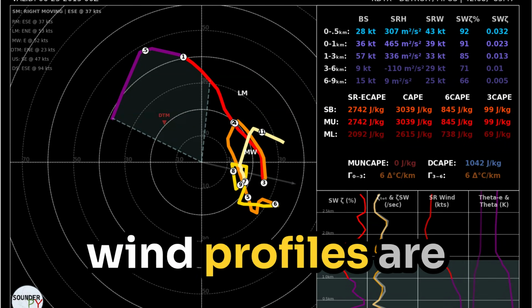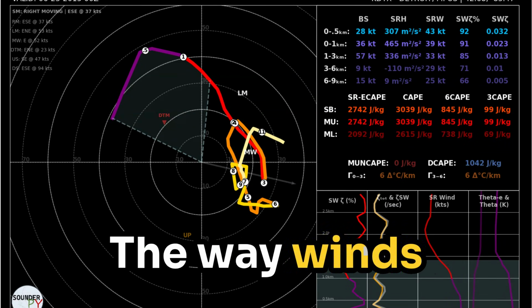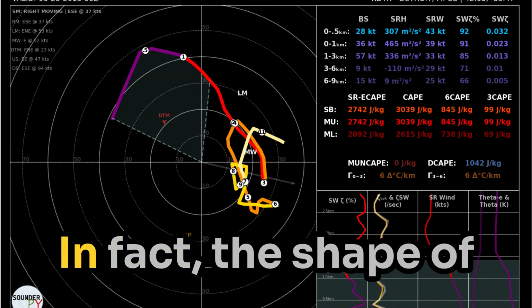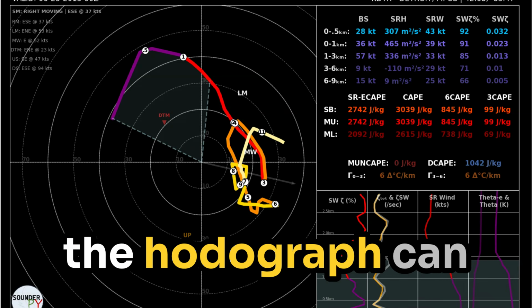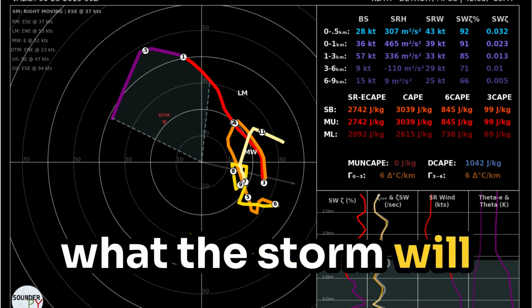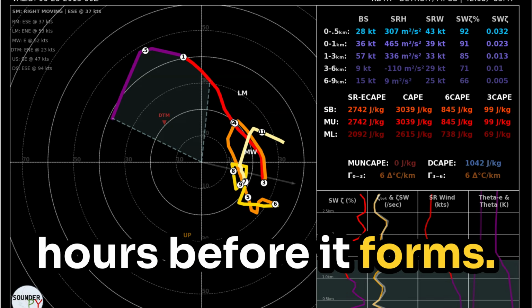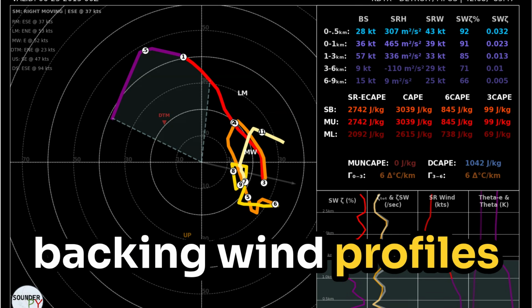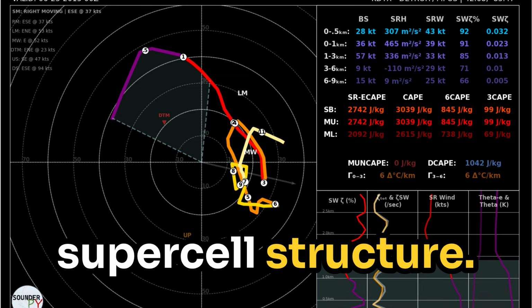Not all wind profiles are created equal. The way winds turn with height can completely change how a storm organizes itself. In fact, the shape of the hodograph can give you a preview of what the storm will look like on radar hours before it forms. In this episode, we'll talk about veering and backing wind profiles and how they shape supercell structure.